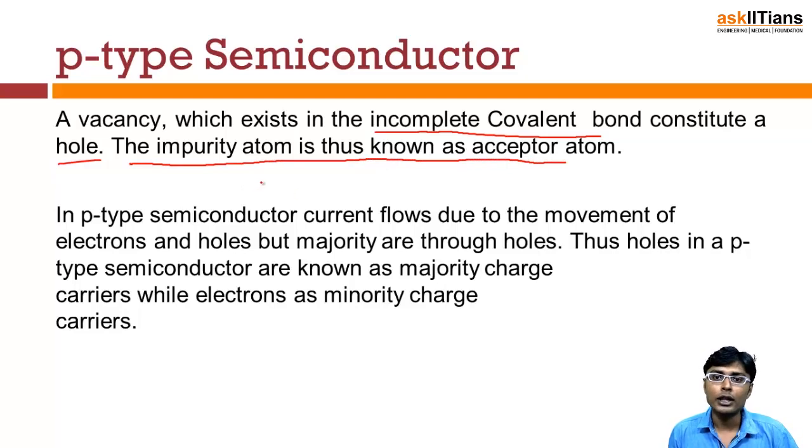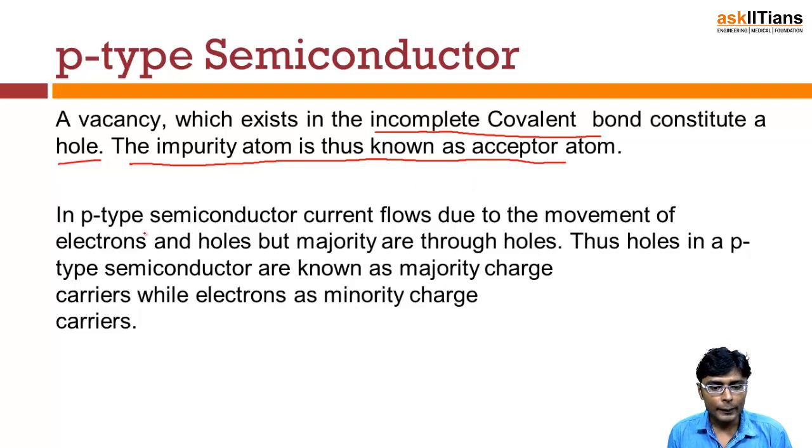Why? Because there is a vacancy, it requires electrons for that vacancy to be filled up. That means it will accept electrons. Therefore this type of impurity atom is called an acceptor impurity atom. So see, in p-type the impurity atoms are called acceptor atoms. In n-type we say the impurities are called donors because they have an extra electron with them, but here we have a deficiency of electrons, and due to that a vacancy is created, which constitutes a hole, and therefore these are called acceptor atoms.